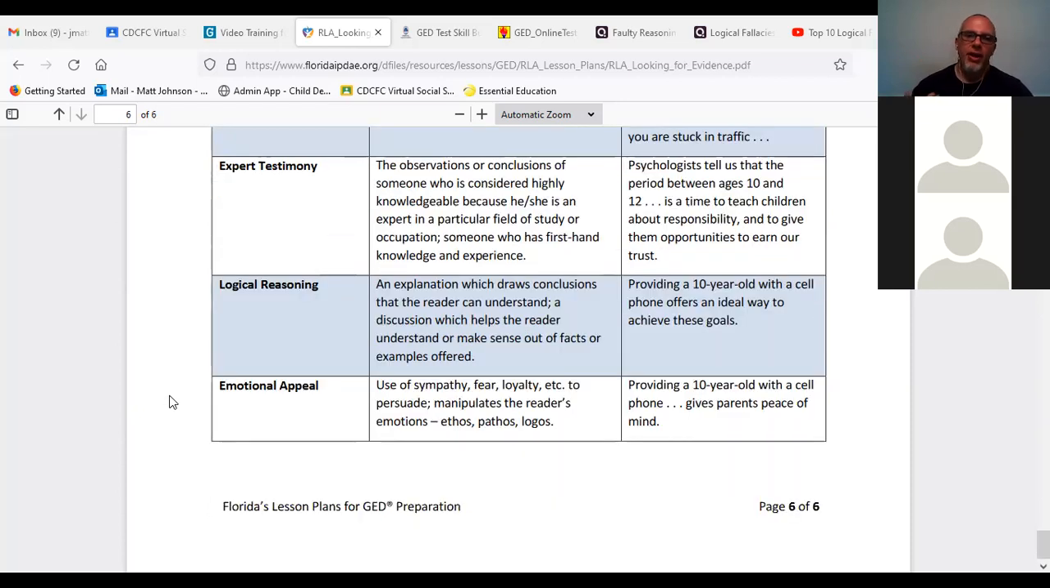So here they use: providing a 10-year-old with a cell phone gives parents peace of mind. So here the emotional appeal is reducing stress, right? Reducing anxiety, but that's still an emotional appeal. So there's those types of evidence to continue to look for.